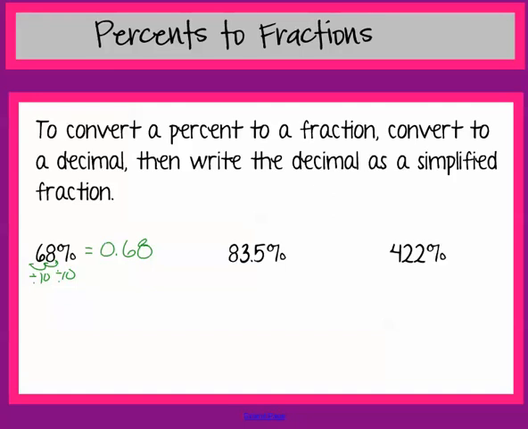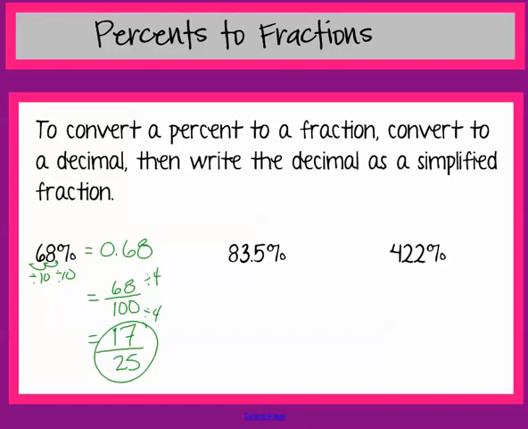Now we're going to write that as a fraction, so say it with place value. 68 hundredths, 68 over 100. And then we need to simplify that. And I know I have a common factor of 4 for both of those, so I'm going to divide 68 by 4, and I'm going to get 17. 100 divided by 4 is 25. So I've converted 68% to a fraction by using the decimal representation.